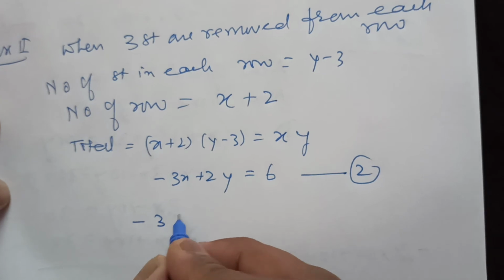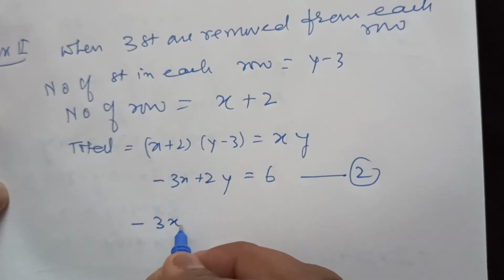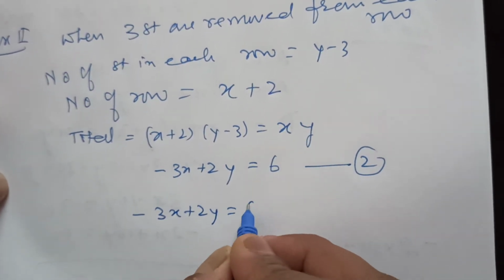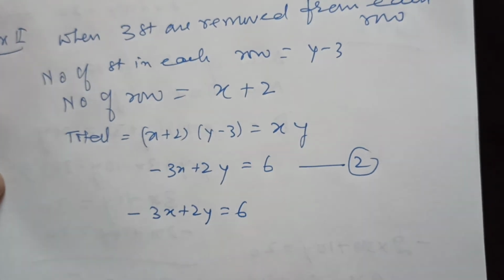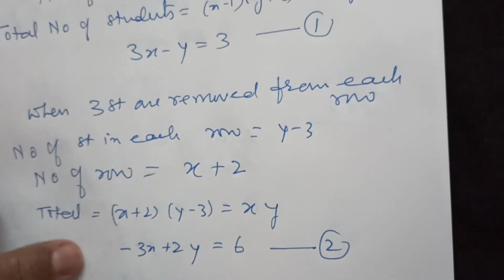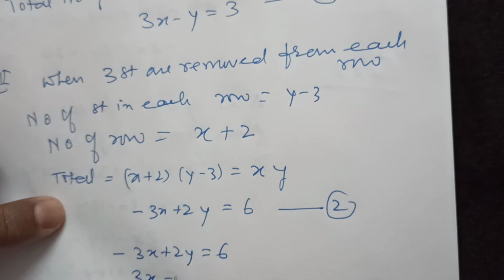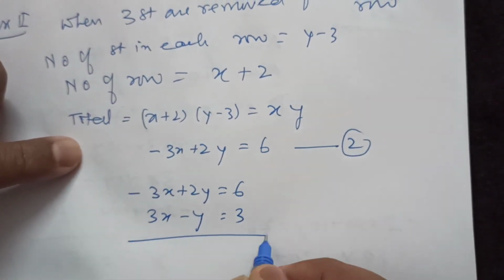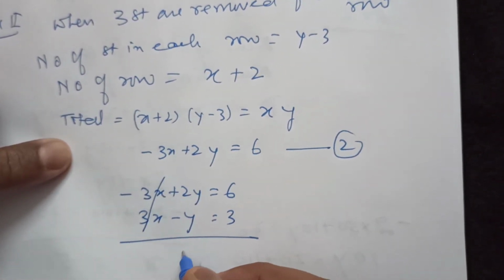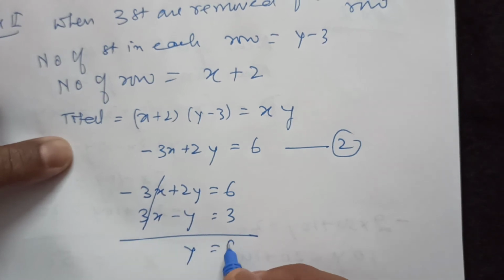So here we have minus 3x plus 2y is equal to 6. We have 3x over here. The first equation also has got 3x. So no need to multiply with anything. Let us add them and we get y is equal to 9.